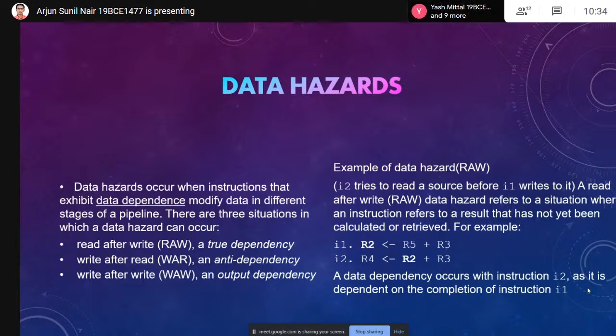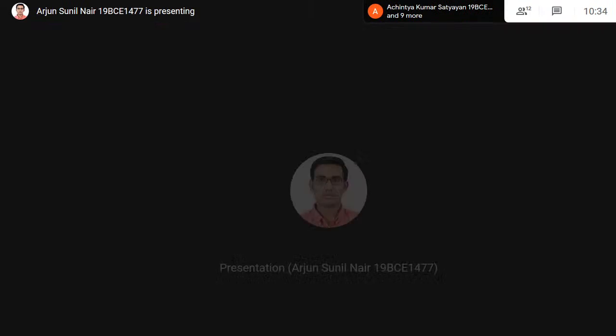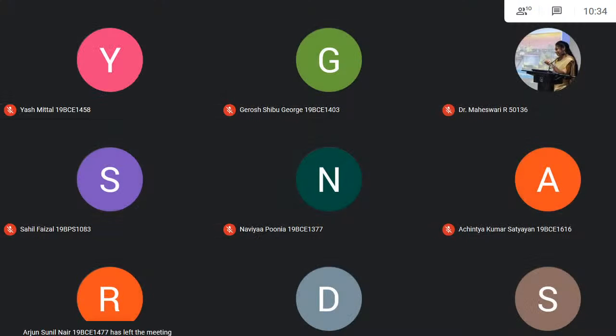Whenever you perform pipelining, there is a possibility of getting hazards. Based on the type of data, you can classify your data hazard as RAW, WAR, and WAW.